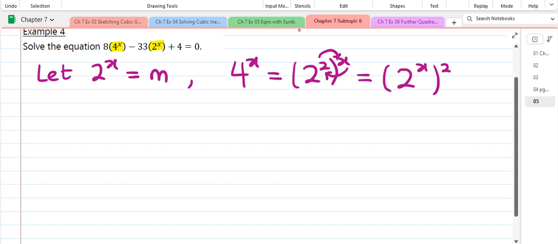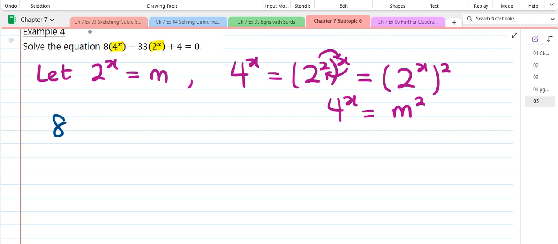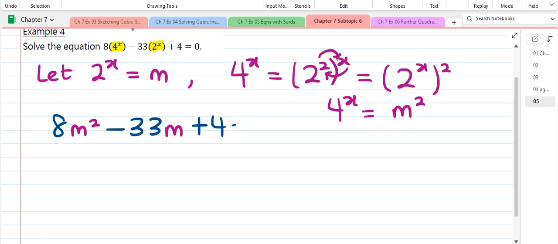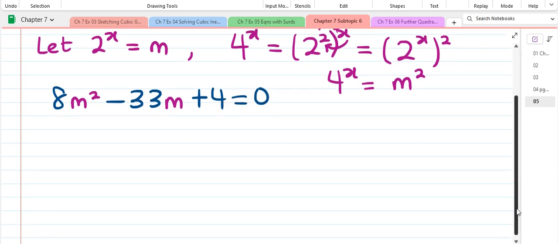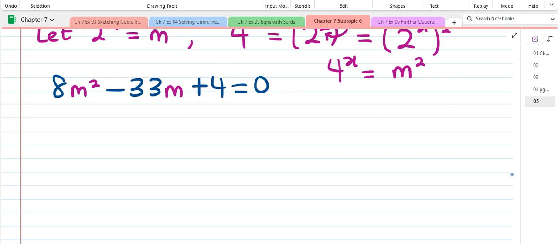2 power x is your m on the next one. So 4 power x is m squared. So the first term, 4 power x, can be replaced with m squared, minus 33 times 2 power x is m, plus 4 equals to 0. So here, this is a quadratic equation which can be factorized.